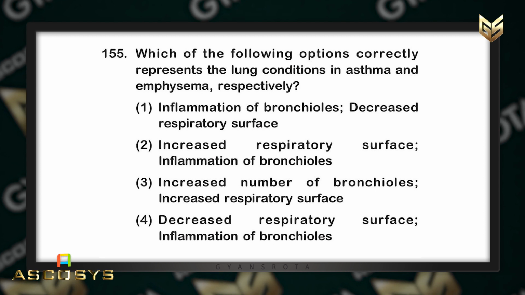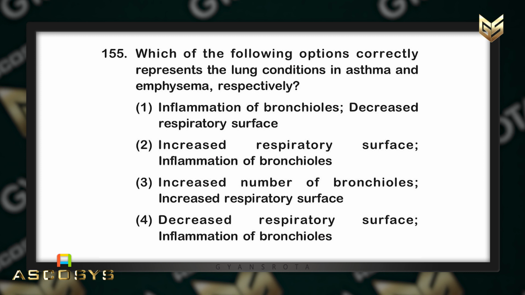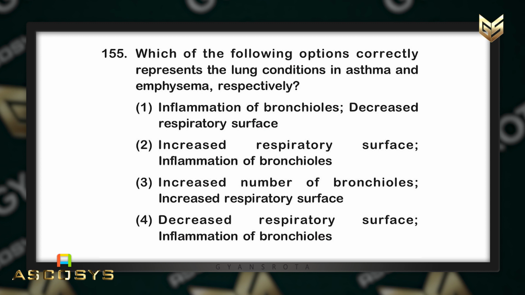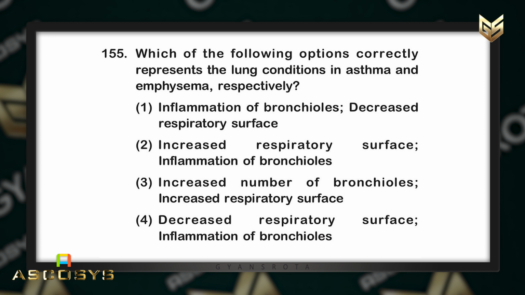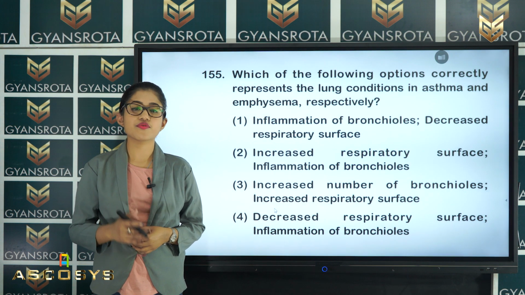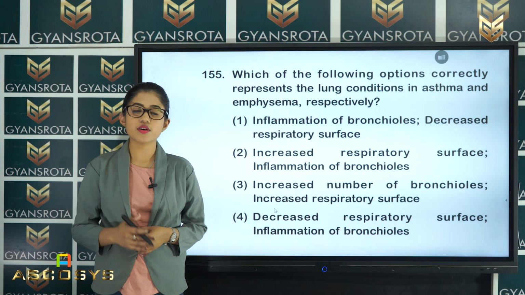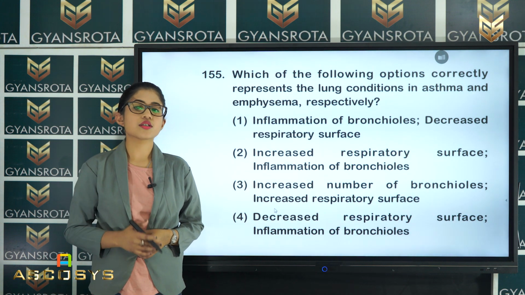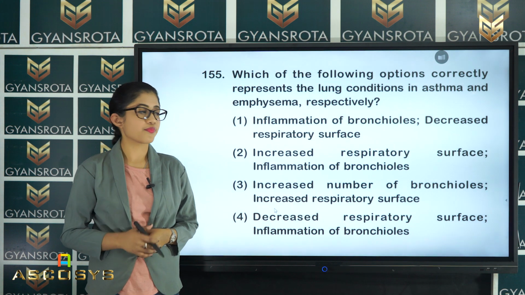Option number 1 is inflammation of bronchioles and decreased respiratory surface. Option number 2 is increased respiratory surface and inflammation of bronchioles, and option number 3 is increased number of bronchioles and increased respiratory surface, and option number 4 is decreased respiratory surface and inflammation of the bronchioles. So, this question is from the chapter Breathing and Exchange of Gases. While discussing the disorders of the respiratory system, we have got the terms asthma and emphysema. So, what is the correct definition of these two?